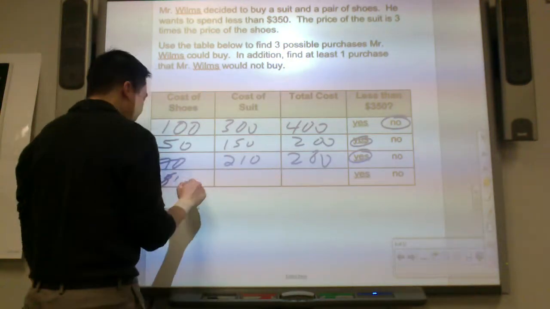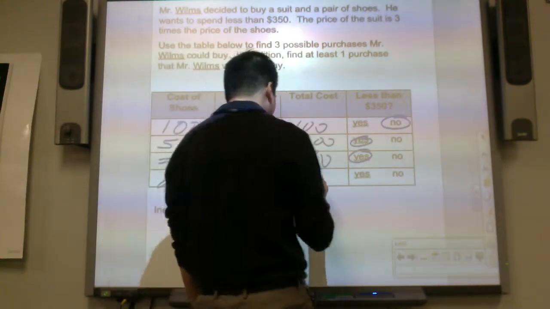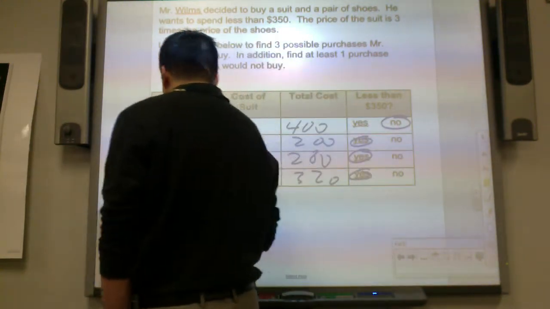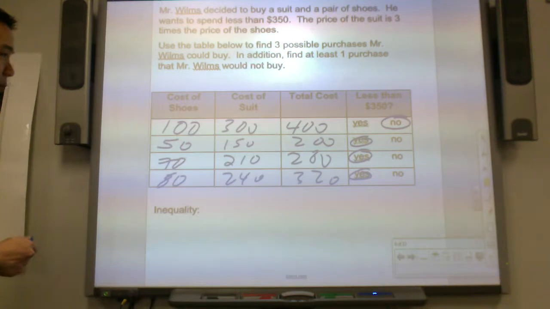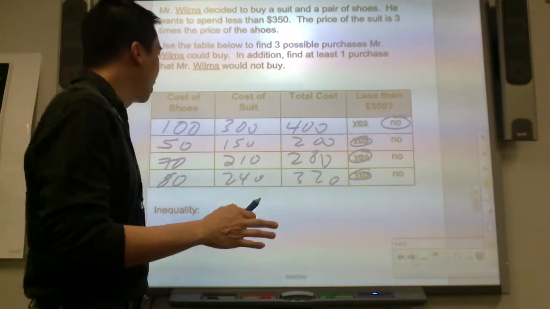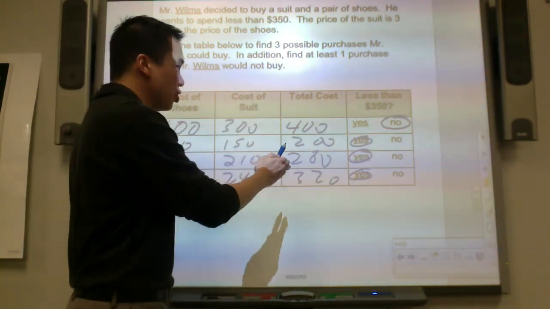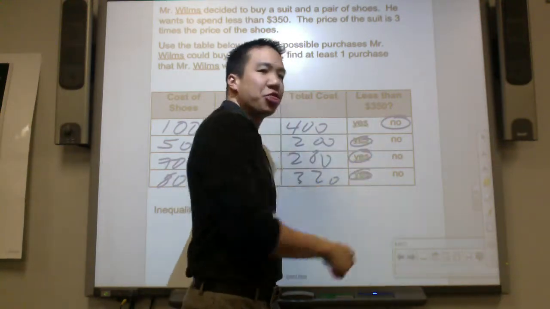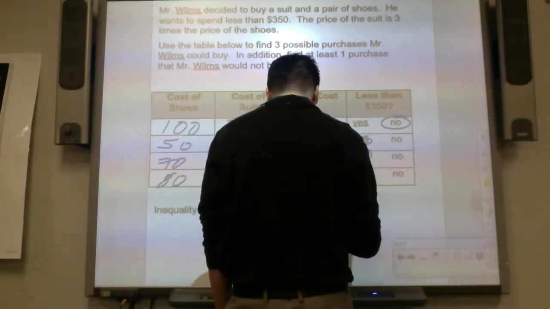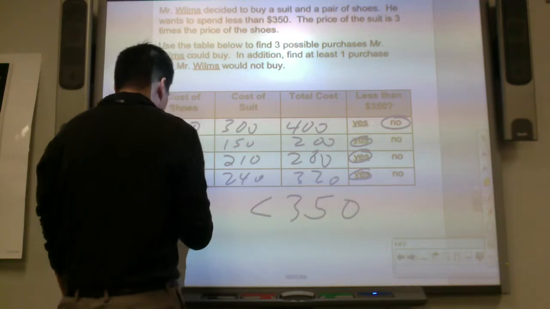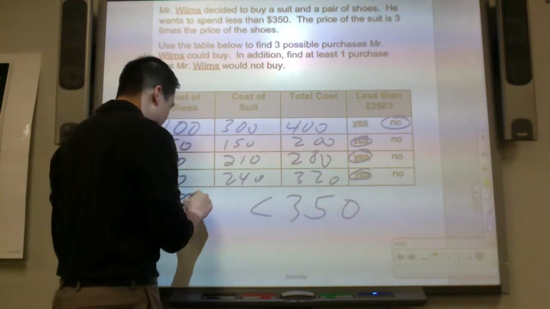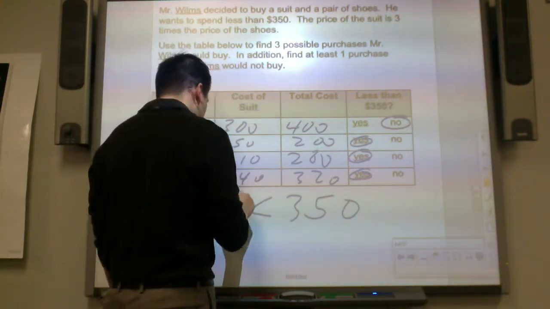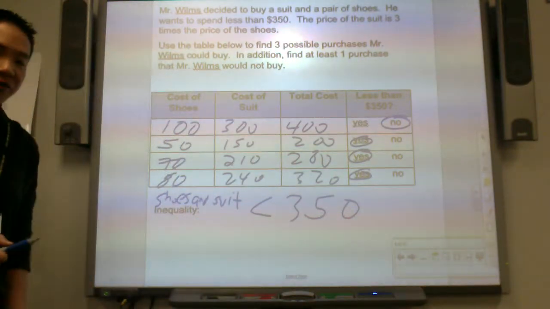What about 80? 3 times it is $240. It adds up to $320. Yes. So can you write an inequality? The cost of the shoes and suit has to be less than $350. We could write it this way: the shoes and suit are less than $350.